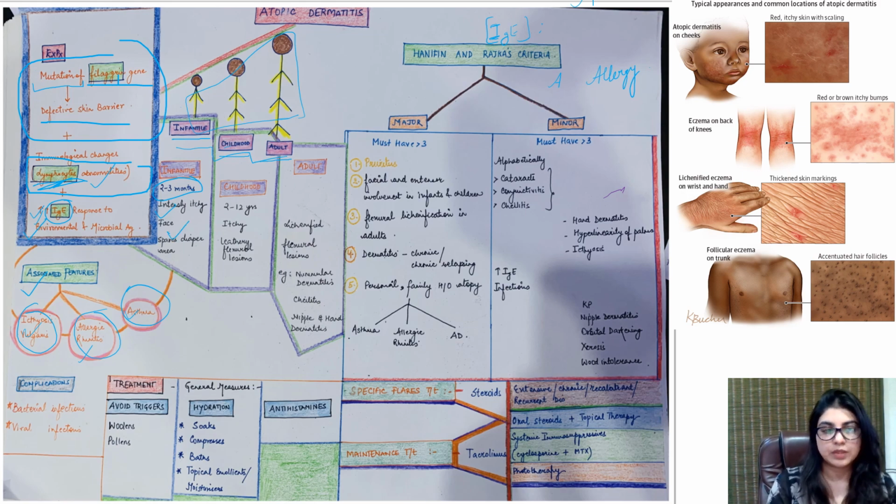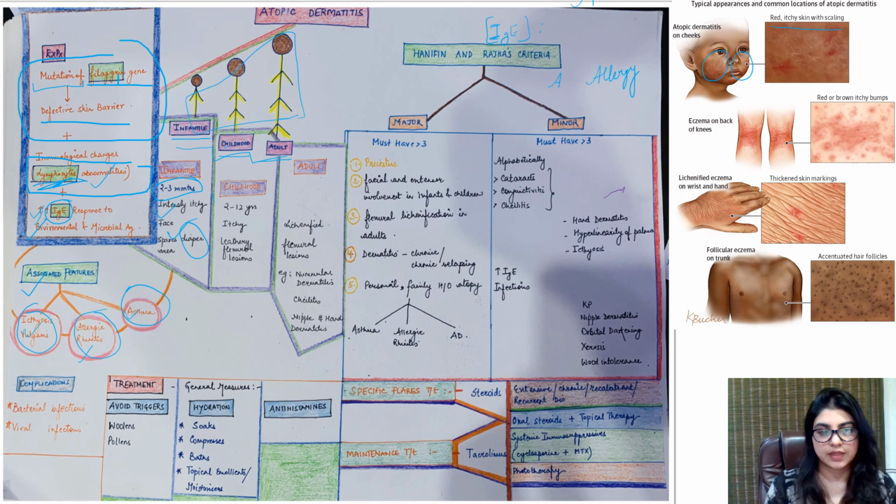It is mostly happening on the face. Here you can see atopic dermatitis on the face. So red, itchy skin with scaling. It is happening on the cheeks. This is infantile phase, and of course diaper area is spared. So there is no dermatitis or any component of dermatitis in that diaper area. Diaper rash is completely different from atopic dermatitis. You can definitely rule out atopic dermatitis in that area.